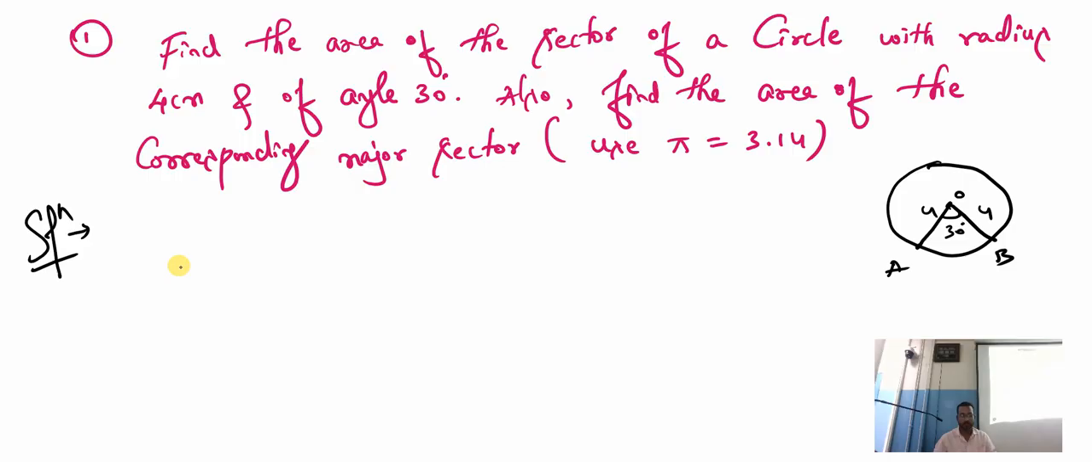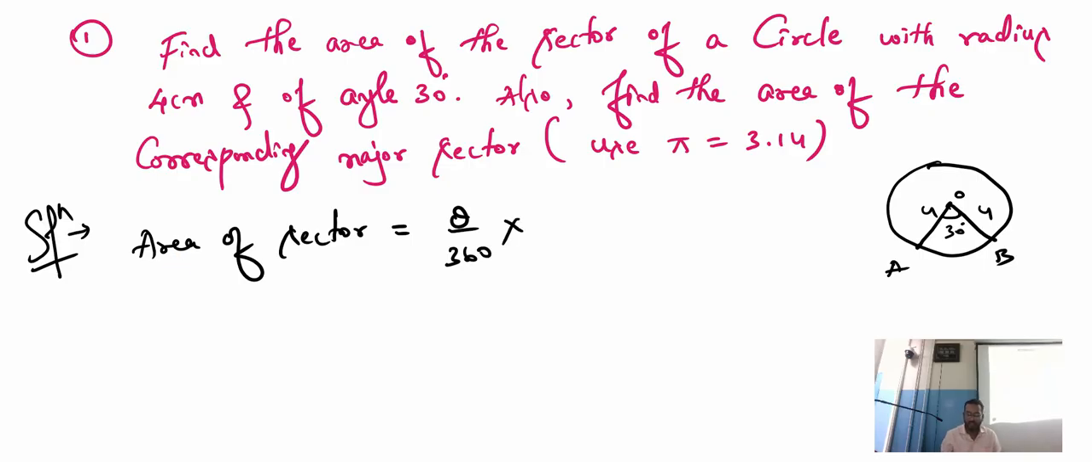Correct now? First let me find till that point. It means we know the formula, right? Area of sector is equal to theta by 360. As I said to you in the beginning, area, what is here? So we should use 2 pi r. Correct? No, we have to use pi r square, not 2 pi r. Area of sector is theta by 360 into pi r square.